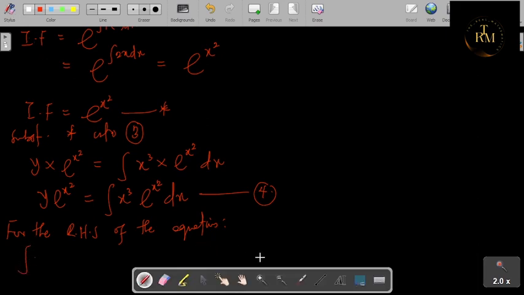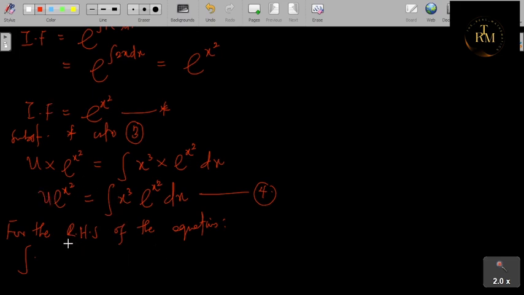I'll probably want to change this y on this side to u, because like I said, the variable I have is u, not y, for my dependent variable. So I have u times this, and I have u exponential x squared. So from the right-hand side of the equation here, I'll just say the integral of x cubed exponential x squared. So I could just say let, first of all, x squared, which is at the exponent, equal v.